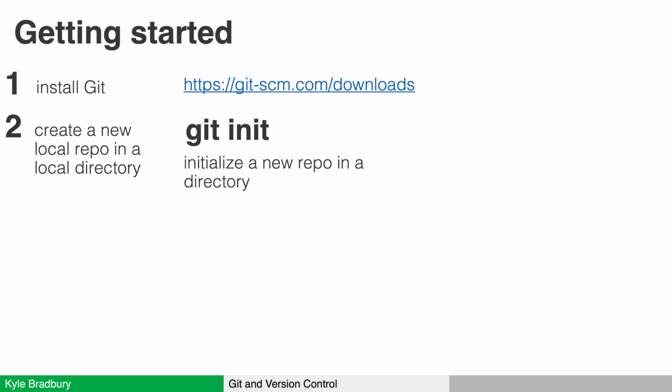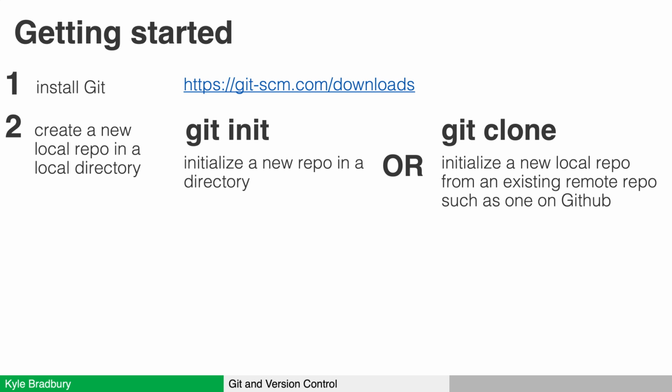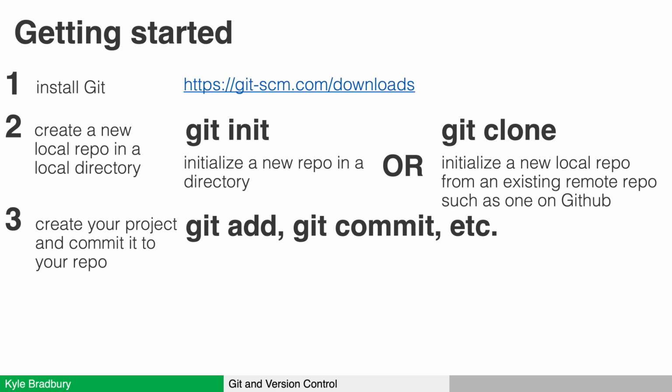repository. Or you can start working on a project that somebody else had started, and so you can use git clone, and that copies whatever was in a remote repository into your local directory and initializes it as a Git repository. And so then you can develop it from there. Then once you've created your project, you can start committing your changes with your different versions as you go forward.